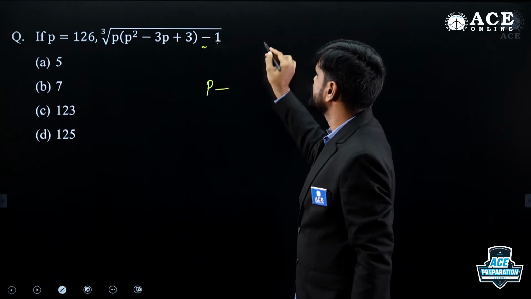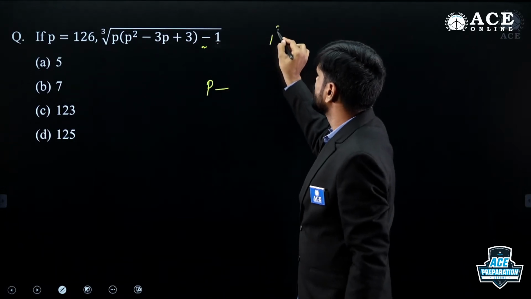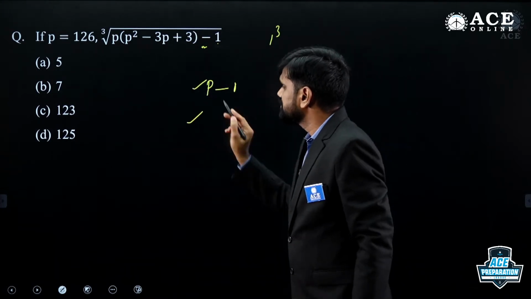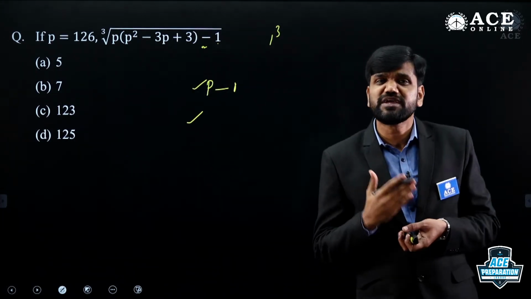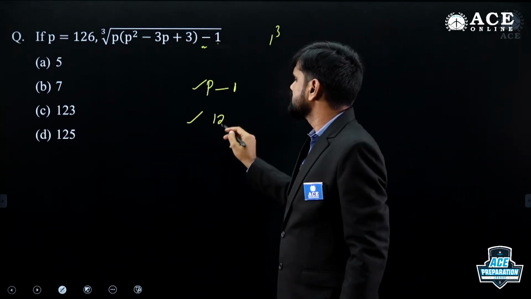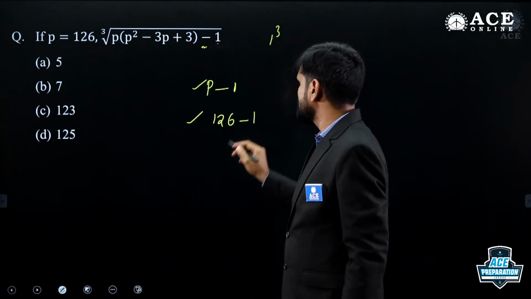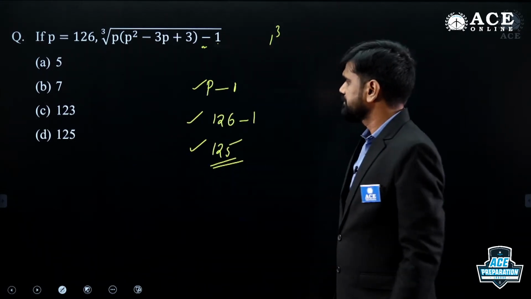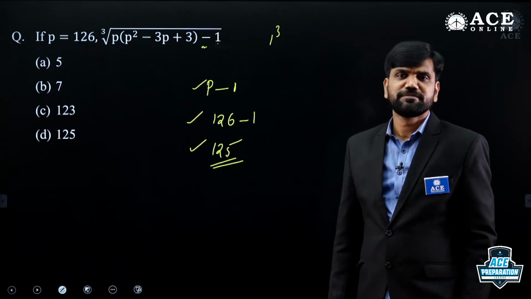What am I having over here? 1. 1 means what? 1 cube. 1 cube means I will be putting 1 here. So your answer should be what? P minus 1. Your answer must be P minus 1 straight away. So what is P here? 126. What is 1? So minus 1. So 126 minus 1 will give you how much? 125. How much time it is taking?